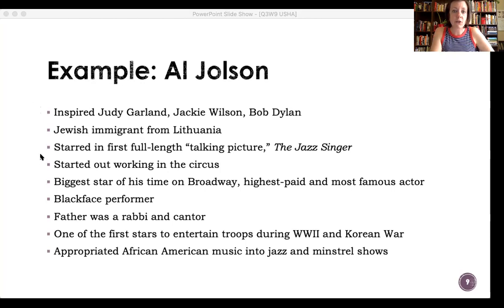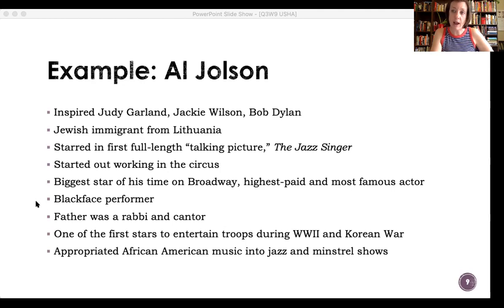He starred in the first full-length talking picture, a big landmark in Hollywood history, a film called The Jazz Singer, which you may have actually seen some of in class a couple of weeks ago. He started out working in the circus, which I think is kind of cool. He was the biggest star of his time on Broadway, the highest paid performer and most famous actor of the 1920s. He also performed in blackface. That was the major part of his act. That was the thing that he was most well known for.